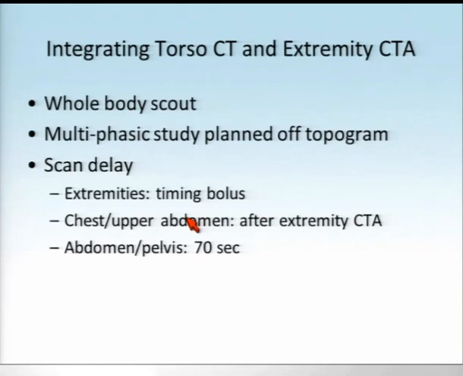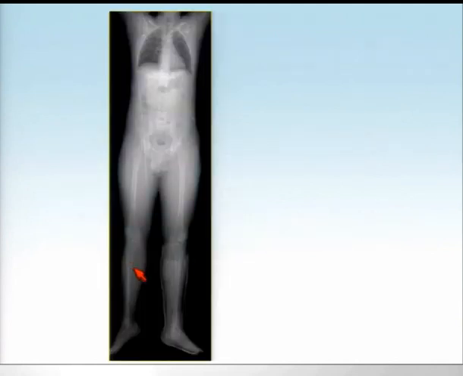And immediately after we've completed the imaging of that extremity, we go up and begin the imaging of the chest and our upper abdomen. So that happens somewhere around 30 seconds, definitely in an appropriate arterial phase. And then we'll wait until 70 seconds and do our conventional portal venous phase acquisition of the abdomen and pelvis. And this is a scout topogram in a patient that was requiring this type of integrated imaging.